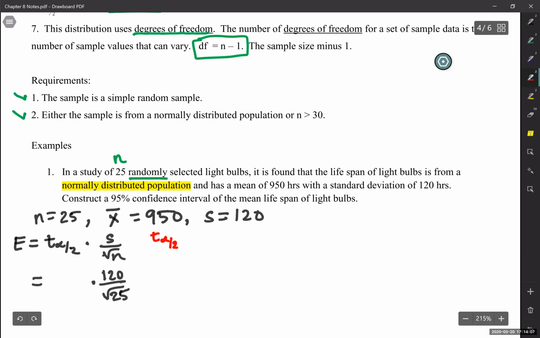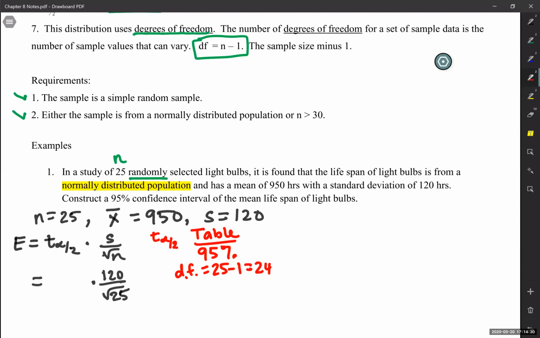we're going to go to the table, the t table, and we need to know 95%, and we need to know the degrees of freedom. 25 minus 1 is 24. So we're going to use those two numbers, the 95% and the 24.